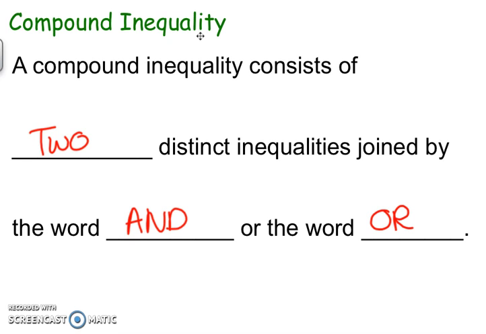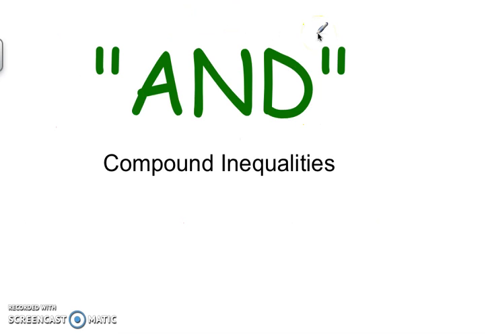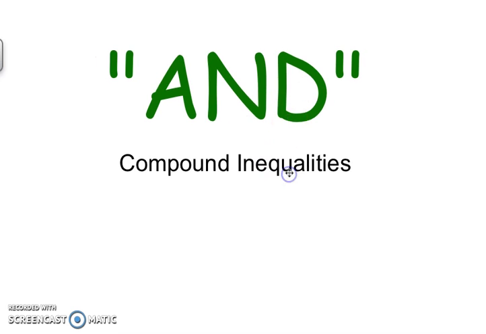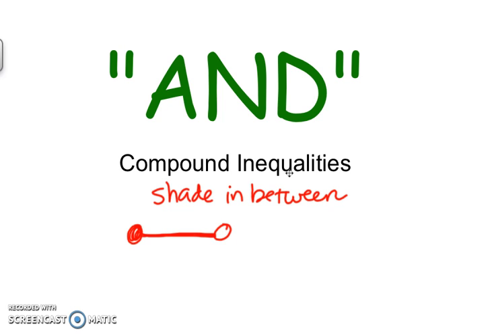Again, compound means there are two of them, and they're either going to have the word "and" or "or," and that's going to show us how we graph them a little differently than we're used to seeing. So let's talk about "and" inequalities. I think of a sandwich. You're going to have maybe a closed circle, maybe an open circle, and with "and," they overlap and you shade in between them. So let's look at some "and" problems.